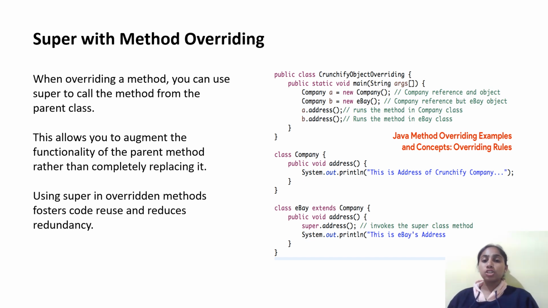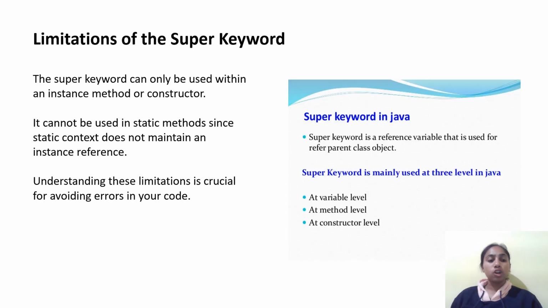Here in this picture we can see the public class, method overriding. Here we are seeing the overriding methods, and then we will move on to the next slide, that is the limitations of the super keyword. The super keyword can only be used within an instance method or a constructor. It cannot be used in static methods since the static context does not maintain an instance reference. Understanding these limitations is crucial for avoiding errors in your code.